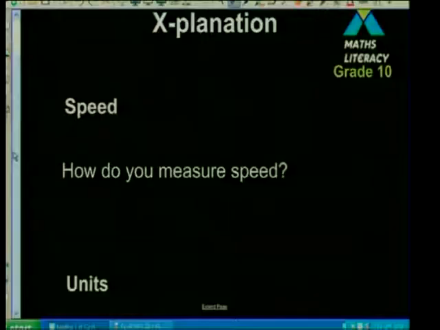How do we measure speed? Well, one way to measure speed is the speedometer, like in my car, it tells me how fast I'm going. Okay, so we measure speed with a speedometer, and that's one way of measuring. Speed is measured in units, right? Well, for example, my car will be in kilometers per hour.